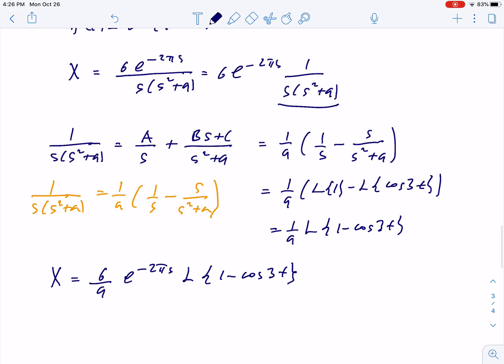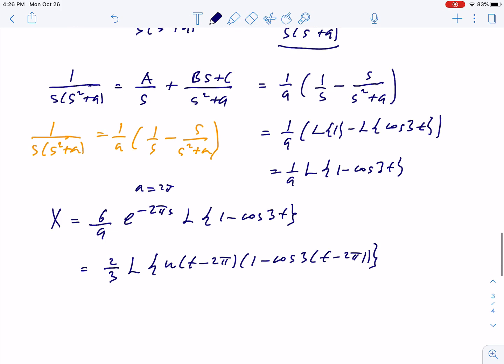Look at this. We're ready to use the t-shift. For a will be 2 pi. Excuse me. So first we reduce by 3 here, so we have 2/3 Laplace of u(t minus 2 pi). Now take the function 1 minus cosine 3t. Everywhere in the place of t you put t minus 2 pi. So this will be 1 minus cosine 3(t minus 2 pi), like that. And we can see our solution.